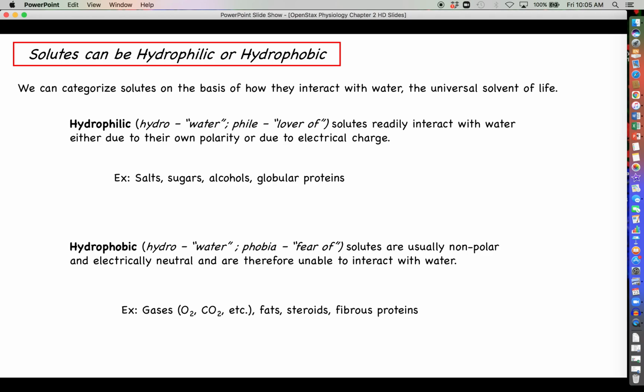Gases, by their nature, tend to be very small and nonpolar and have no electrical charge. Lipids, like fats and steroids, are very hydrophobic, as you're going to find out in your on your own work in this chapter when you look at lipids. And then particular types of proteins called fibrous proteins are also very hydrophobic as well. The distinction between globular proteins and fibrous proteins is something that we will discuss at the very end of this chapter.